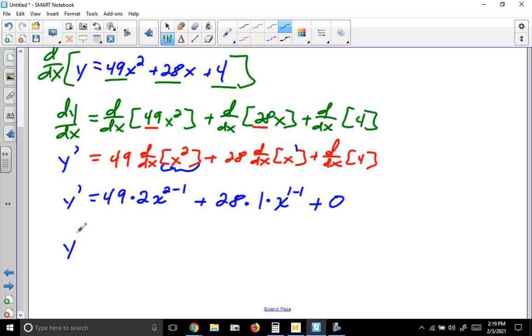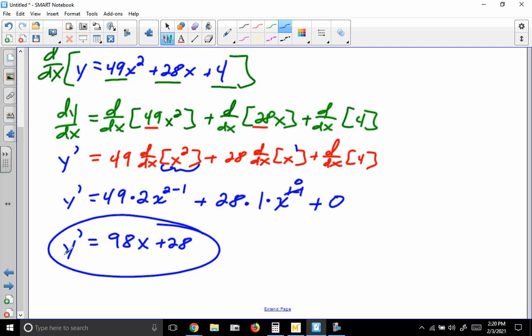So let's see what that gives us. 49 times 2 is 98, x to the first. 28 times 1 is 28. 1 minus 1 is 0, so this is x to the 0, which is just 1. So 28 times 1 is 28 plus 0. So this is our derivative.